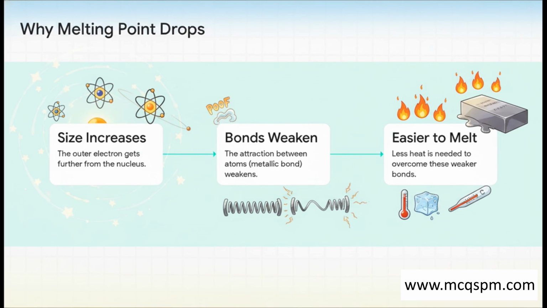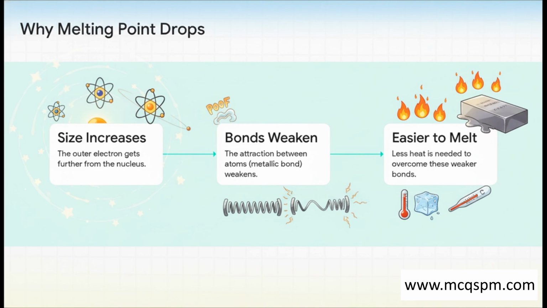So, the million-dollar question is, why? Why does this happen? Well, it all circles back to that one single, lonely outer electron we talked about. Think about it. As the atoms get bigger, that outer electron gets further and further away from the nucleus, our sun. The attraction gets weaker, kind of like a Wi-Fi signal when you walk too far from the router.